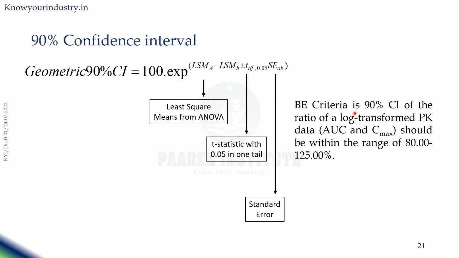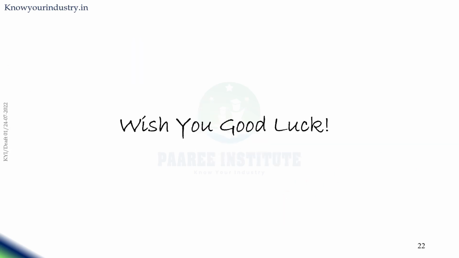Finally, the BE criterion is that the 90% CI of the ratio of log transformed PK data should be within the range of 80 to 125. So with this, we are concluding the module which talks about the ANOVA and two one-sided tests and why the study data in bioequivalence studies is transformed into logarithmic data.